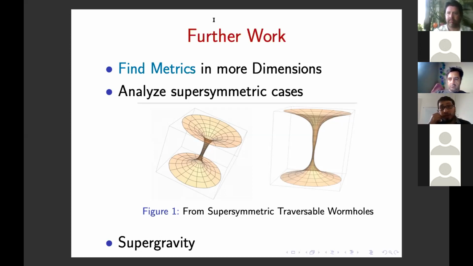And to conclude, finally, in the same sense, I shall study supergravity applications for the metrics and solutions I found. Thanks.